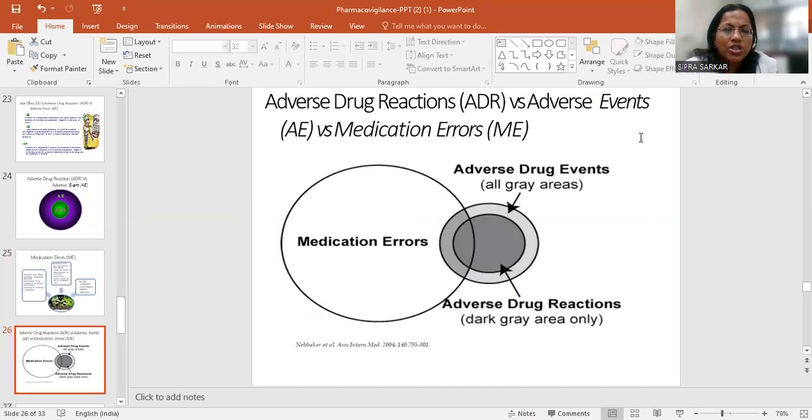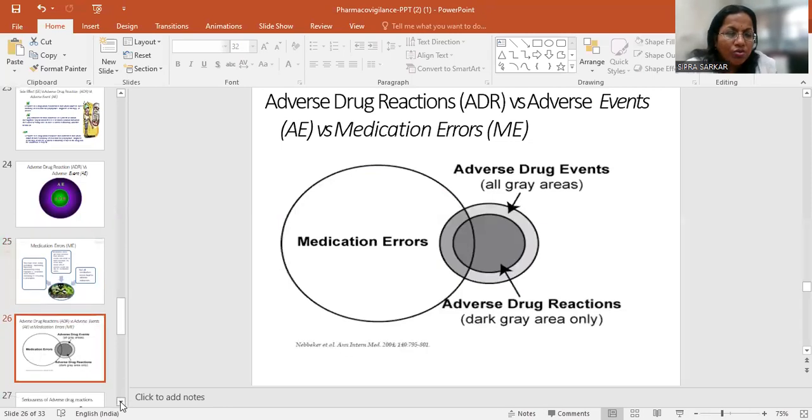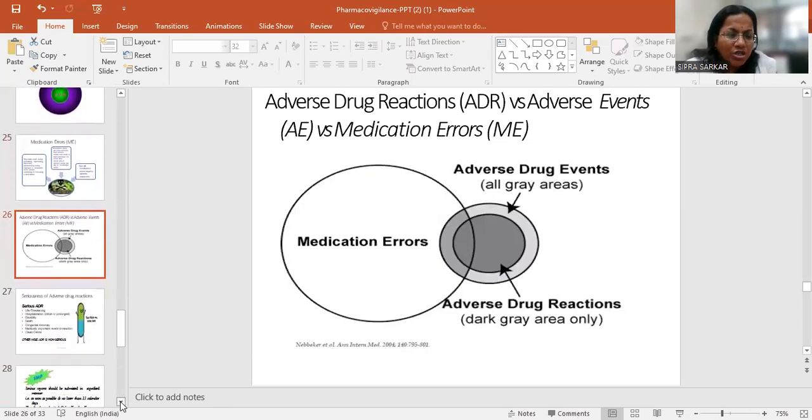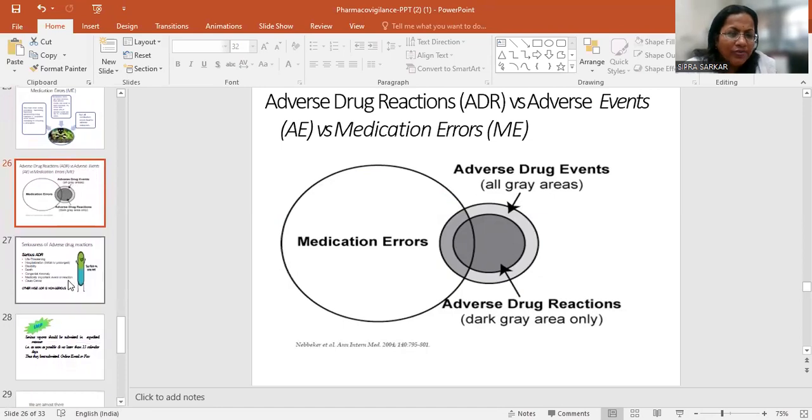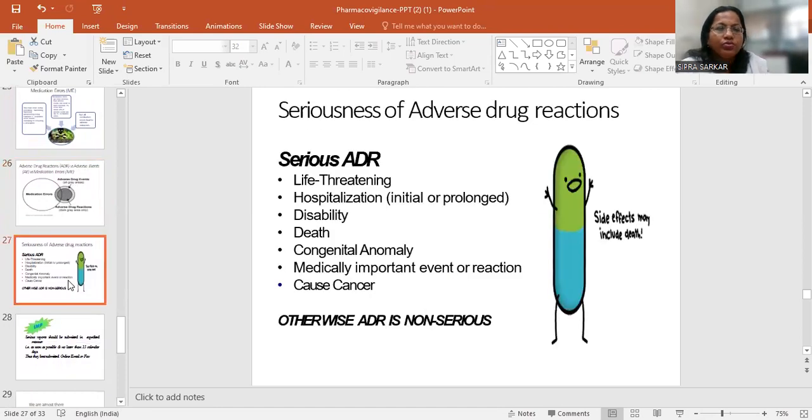So adverse drug reaction, adverse events, and medication errors all play a very important role. If there are medication errors like this, there will be adverse drug events. With this adverse reaction, they may lead to larger problems. Okay? So we should be monitoring the drug reaction as well as adverse events.